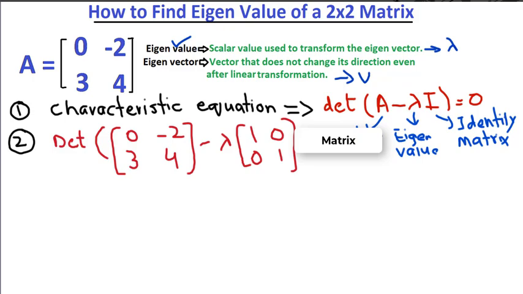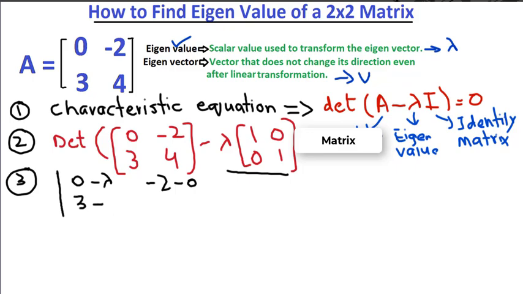In step number 3 we will solve it. I'll replace determinant with these bars, which also represent the determinant. We multiply lambda with the identity matrix and subtract it from the given matrix A. So I write 0 minus lambda. We subtract the corresponding entries from each other: minus 2 minus 0, because lambda multiplied by 0 is 0, then 3 minus 0 and 4 minus lambda. It should be equal to 0.